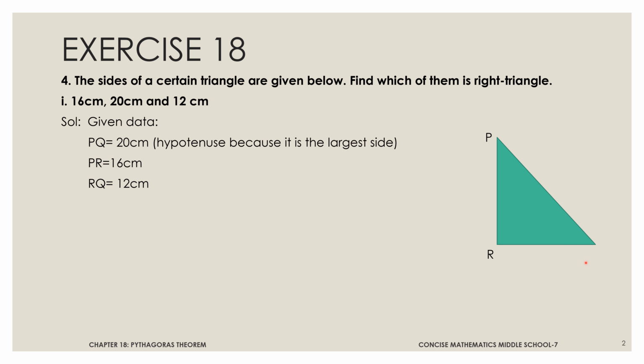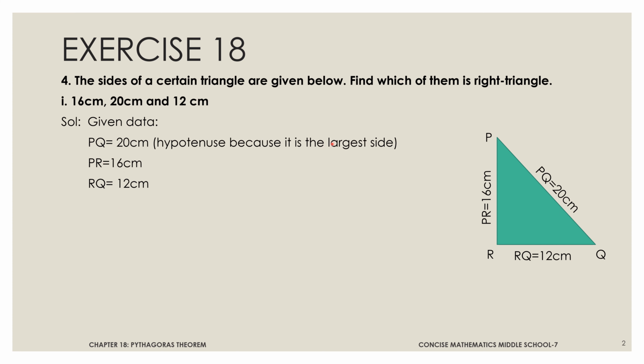So R, P, Q, you can assume anything, you can name them as anything, whichever you like. And since it is the largest side, this is considered as the hypotenuse over here, and the remaining two are the other two sides of the right angle triangle, 16 and 12 centimeter. This is what I have written in the given data form.